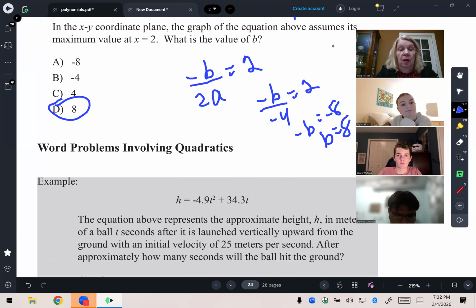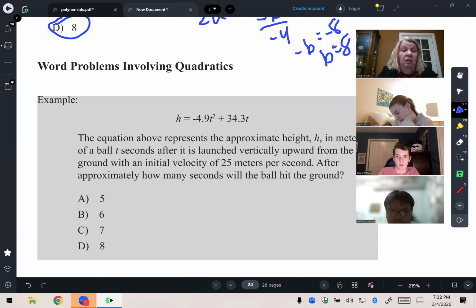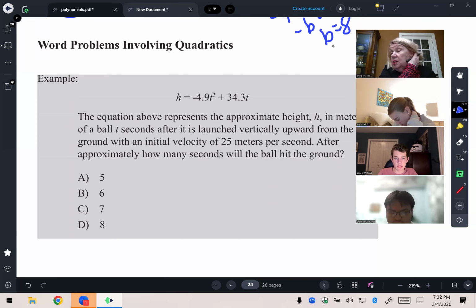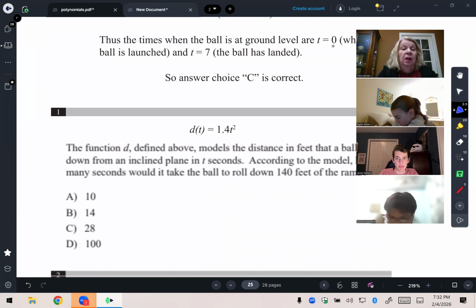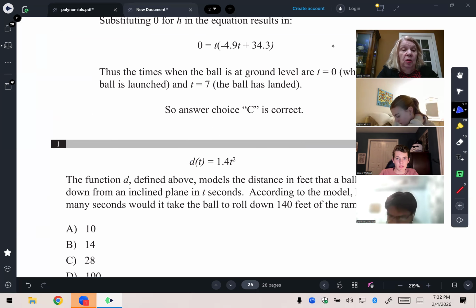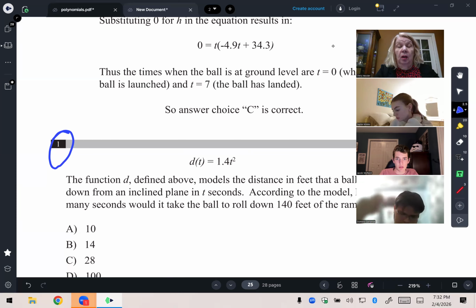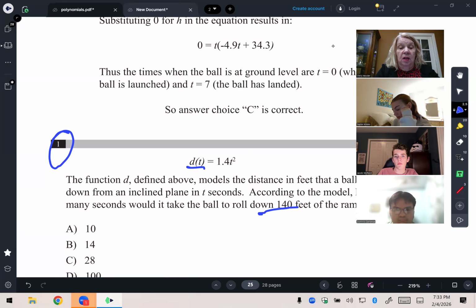Okay. So you could have a word problem involving quadratics. In the interest of time, because Jimmy needs to get his hands on you for the grammar, let's just go to number 1. This is like a physics problem. Okay, the function d above models the distance in feet that a ball rolls down an incline from 2 seconds. How many seconds do we want the ball to go 140 feet, so that's our distance.